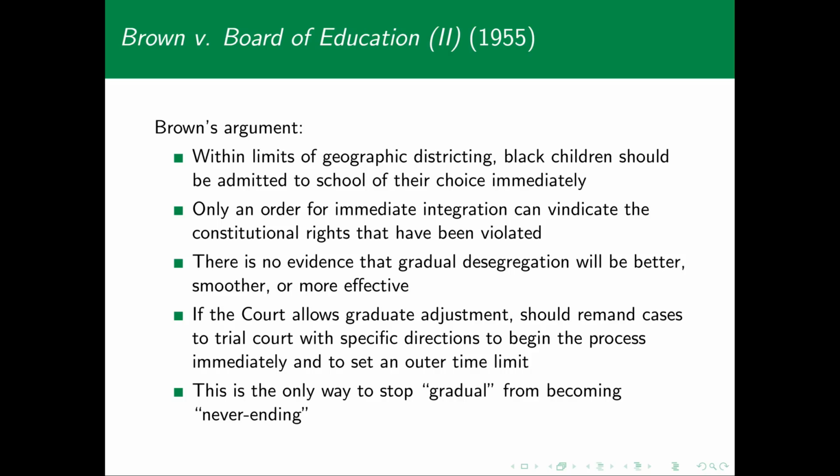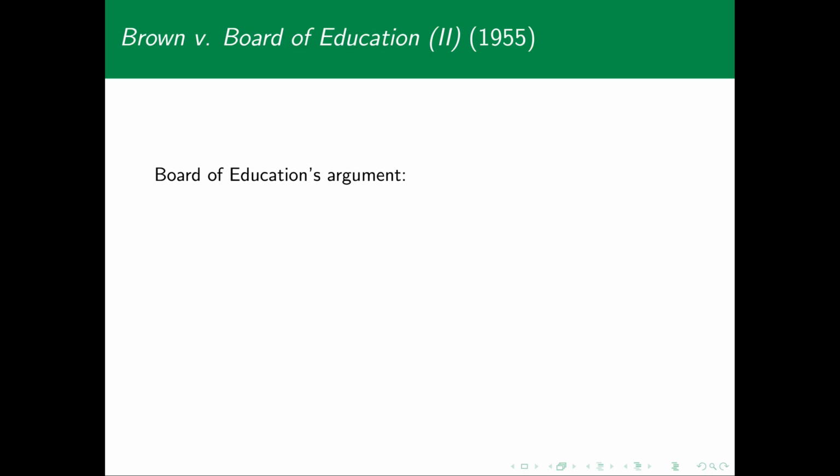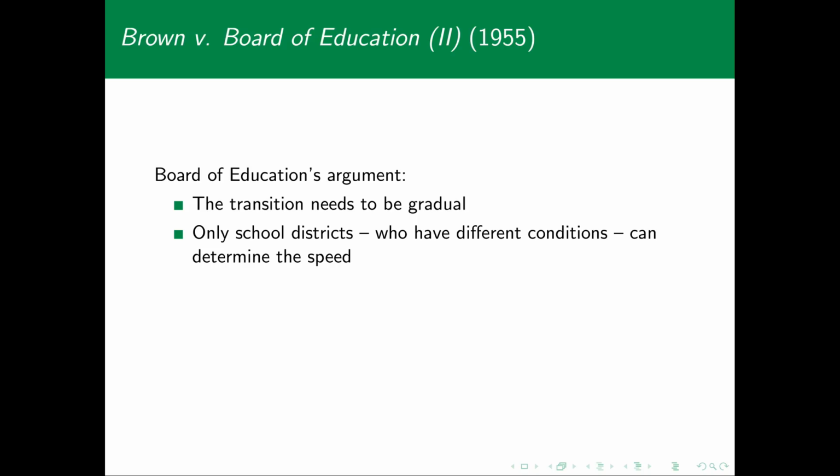The Board of Education argues this has to be gradual because different school districts have different conditions and different availabilities. So the speed has to be determined by those school districts. To demand that everybody follow a uniform standard right now is going to be problematic.